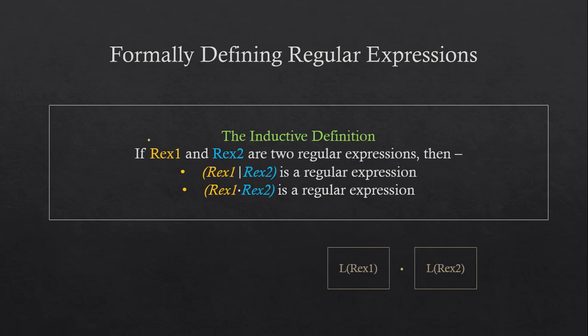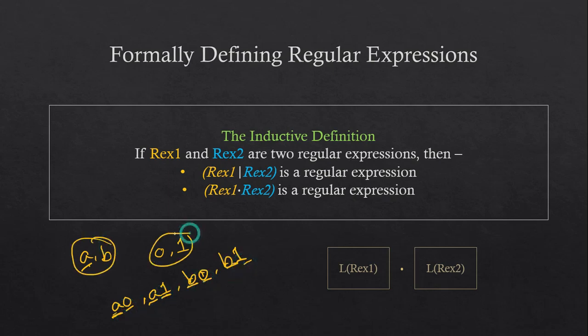Because let's say the language of rex1 had A and B, and the language of rex2 had 0 and 1. Then if we concatenate these two languages, we will get four strings: A0, A1, B0, and B1, right? And if you notice, in each of these strings, the first part is coming from the first expression. So the first part of all of these strings matches with this expression, and the last part of all these strings matches with this expression. So this actually is pretty intuitive.